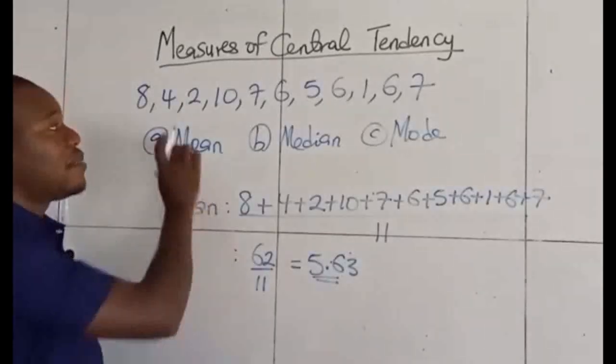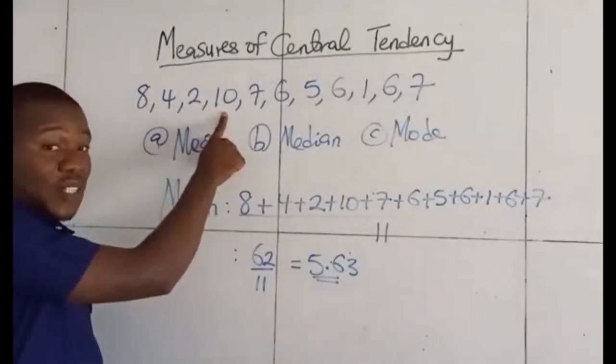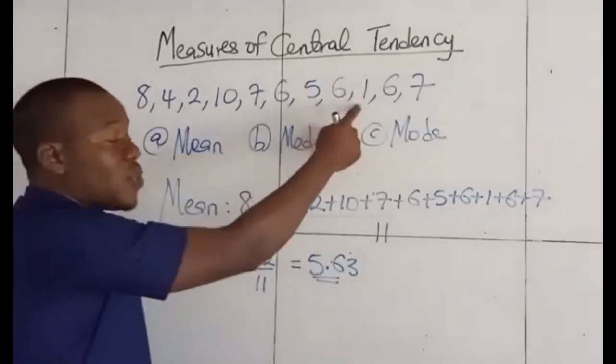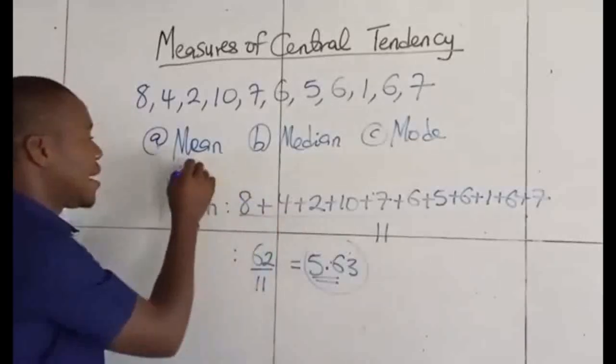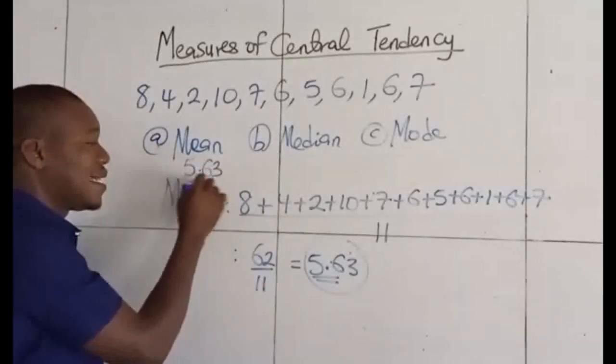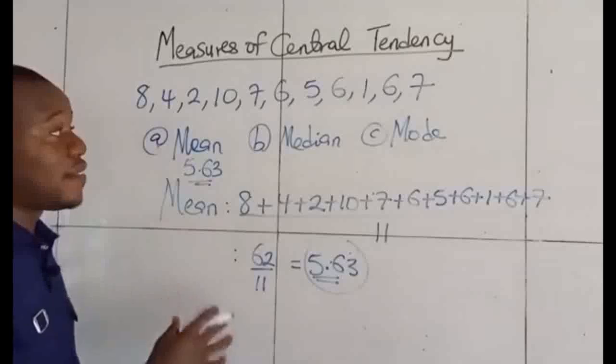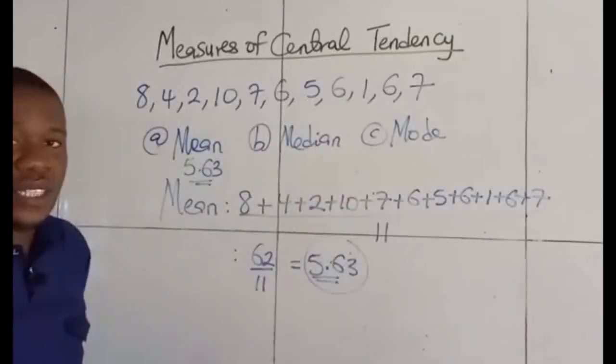So instead of describing this class with 10, which was the highest score, or describing it with 1, which was the lowest score, I can describe the class with 5.63 because 5.63 is a central score that can effectively represent all the scores in the class.